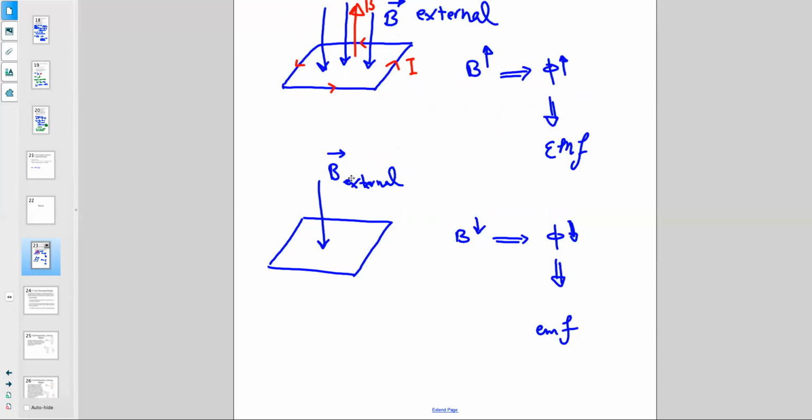So this external B field is getting less and less, weaker and weaker, smaller and smaller. If I want to oppose that change, I have to create a magnetic field to help. In other words, you have to have a magnetic field in this direction because the external magnetic field is getting weaker. So you want to do the opposite, you want to help. You want the magnetic field in the direction to oppose that change, so you have to have a current in this direction to oppose that change.